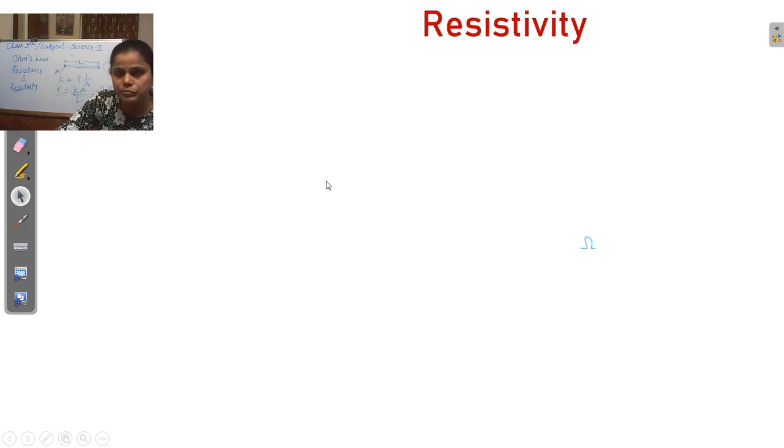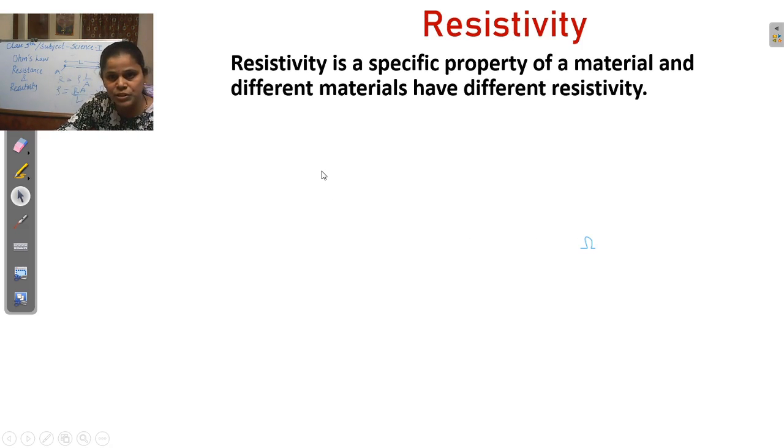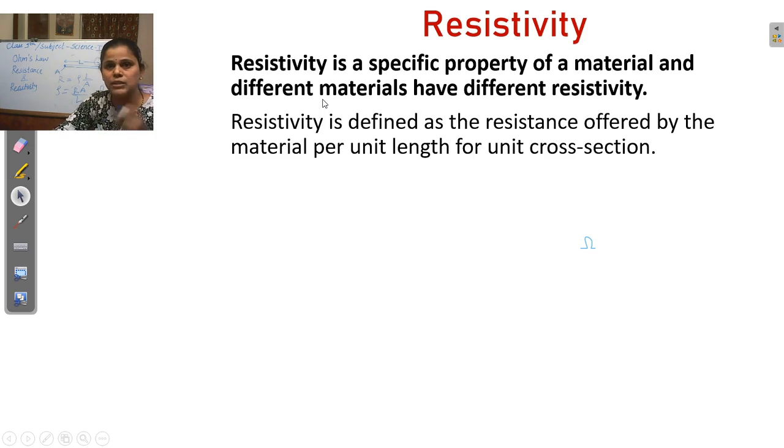So let's see what resistivity is. Resistivity means the specific property of a material. Resistivity rho is defined as the resistance offered by the material per unit length for unit cross section. Understand? That means we have the formula rho equals RA upon L.